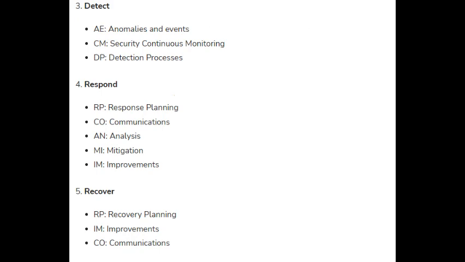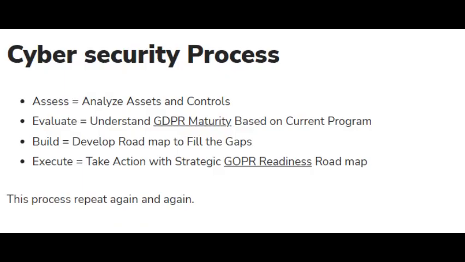3, Detect: AE, anomalies and events; CM, security continuous monitoring; DP, detection processes. 4, Respond: RP, response planning; CO, communications; AN, analysis; MI, mitigation; IM, improvements. 5, Recover: RP, recovery planning; IM, improvements; CO, communications.